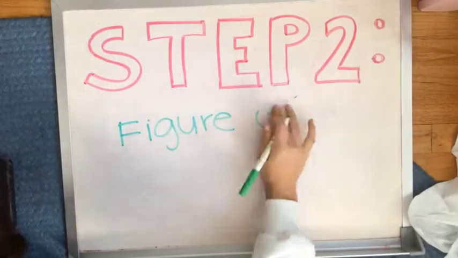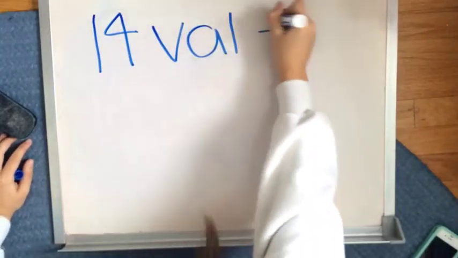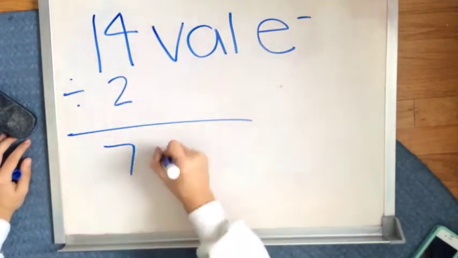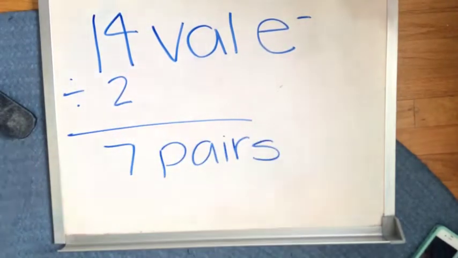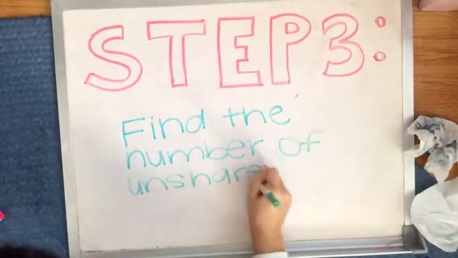That then brings us to step 2. In step 2, we have to figure out the number of pairs. To do this, we take our 14 valence electrons and divide them by 2, which will leave us with 7 pairs. Once we do that, it's time for step 3, where we will find the number of unshared pairs.